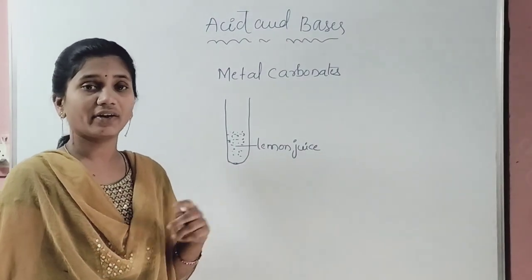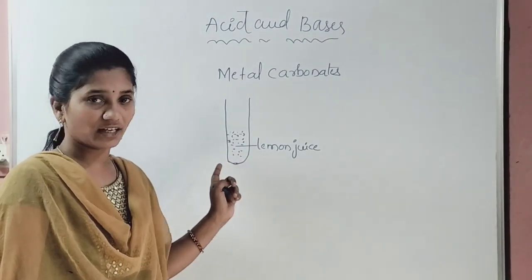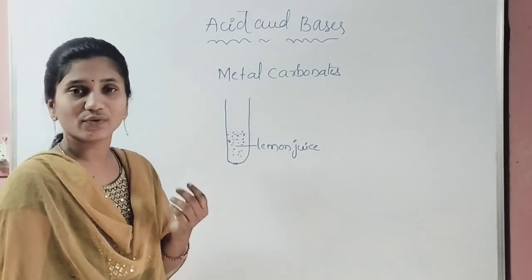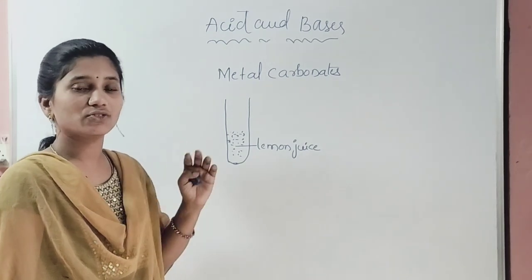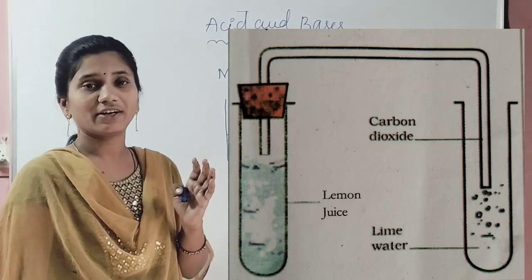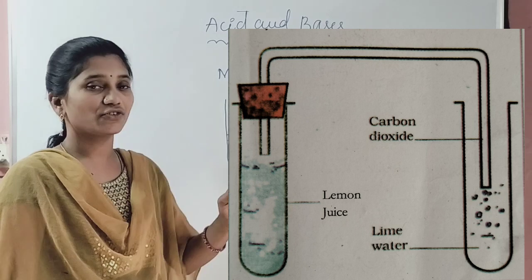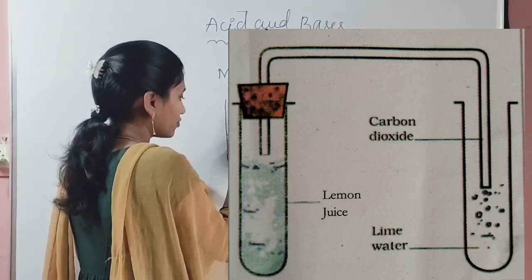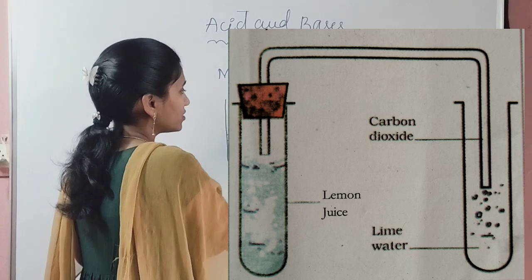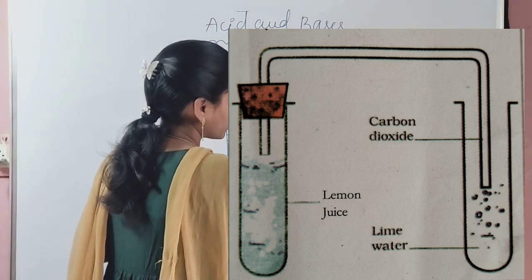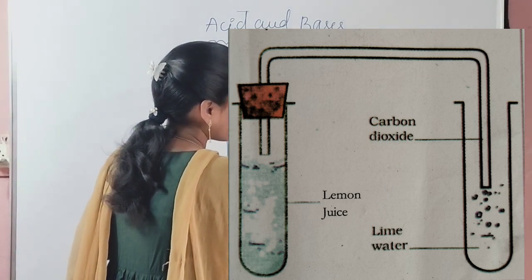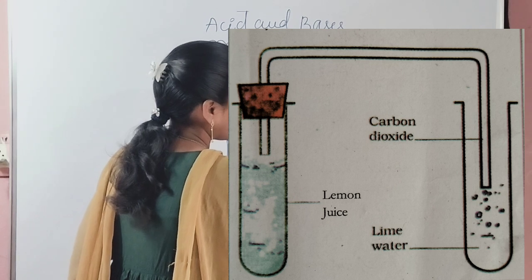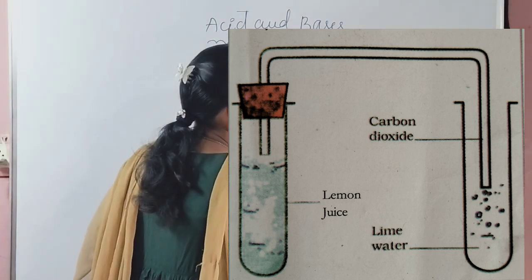How do we identify whether carbon dioxide gas is released or not? Because it is a gas, we can't see it with our naked eye. So we have to prove that carbon dioxide is released from this test tube. For that, take another test tube and take lime water in it. Lime water is again a base.